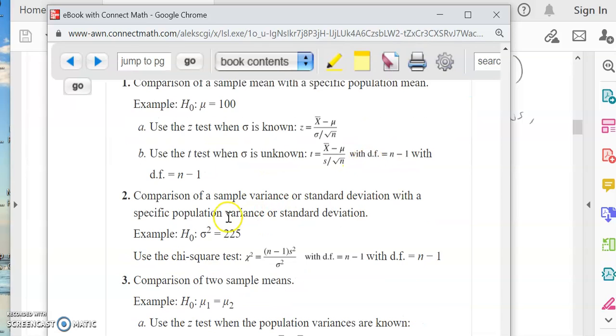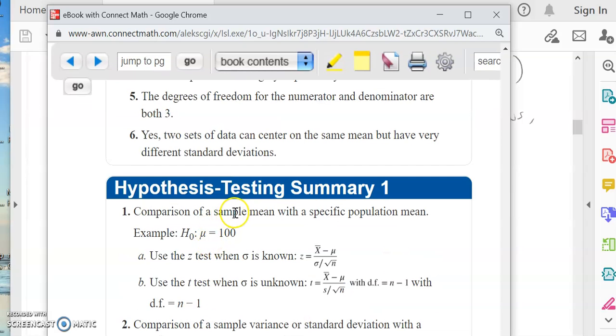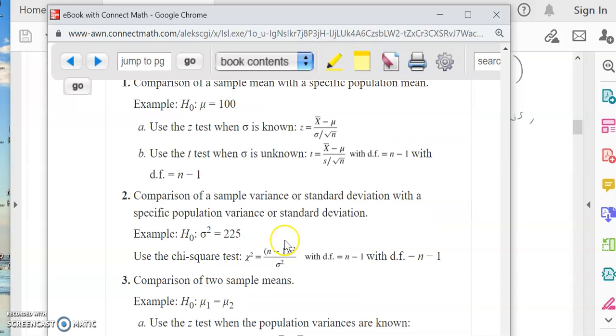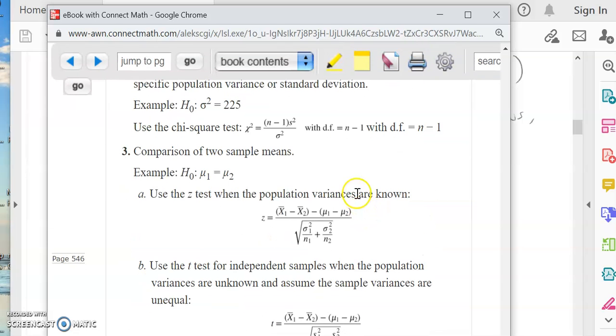So it's not this one. It's not, okay. Is it this one? Is it number 2? No, because we're comparing a sample variance or standard deviation of a specific population. Okay, so we're comparing sample to population in 1 and 2. So sample to population, sample to population. So you've got to watch that video. Okay, I go into some detail about this.